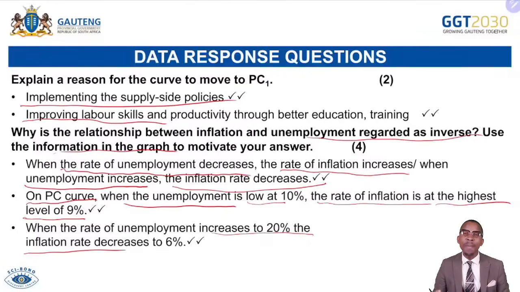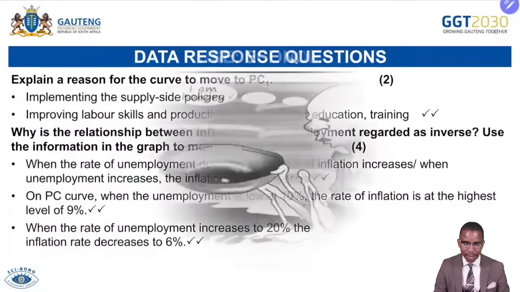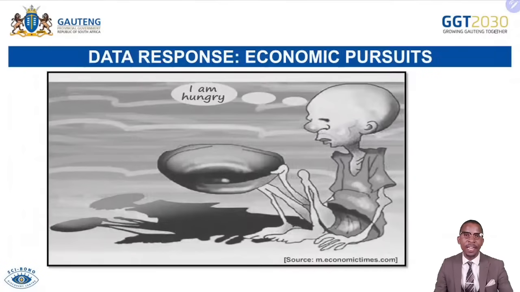Because as unemployment decreases, maybe from 14% to 10%, employment increases. Remember, employment increases together with the increase in income. As employment increases, disposable income will be increasing in the economy and lead to consumers demanding relatively more goods and services. And that will be causing an inflation. Then for that reason, we have an inverse or negative relationship between inflation and unemployment.